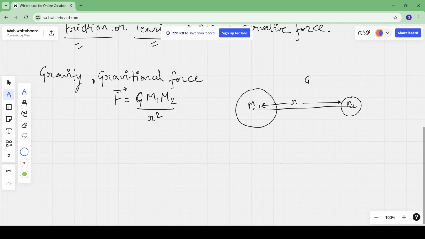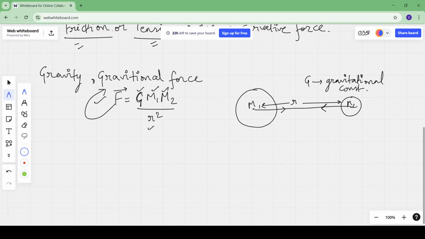And this capital G is the gravitational constant. If I talk about the force between the two, this force is an attractive force. They are both attracting each other because of the gravitational force, and the value of the gravitational force comes out to be capital G m1 m2 over r square. So this is called gravitational force.